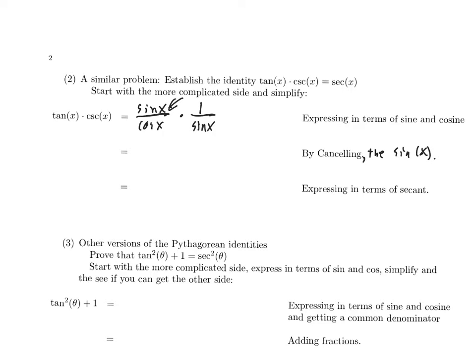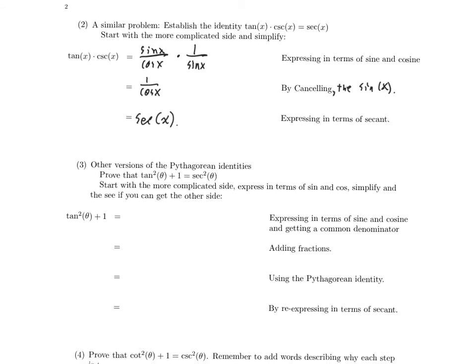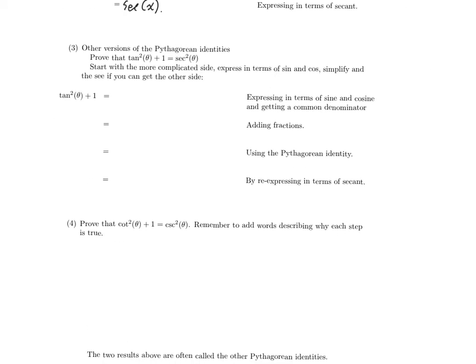Here sine of x is being divided by cosine, but here I divide by sine of x. Those will undo each other. Equal to 1 over cosine x. But what is 1 over cosine of x? Well, I can re-express that in terms of secant and get myself secant of x. Great. So let's keep on going.